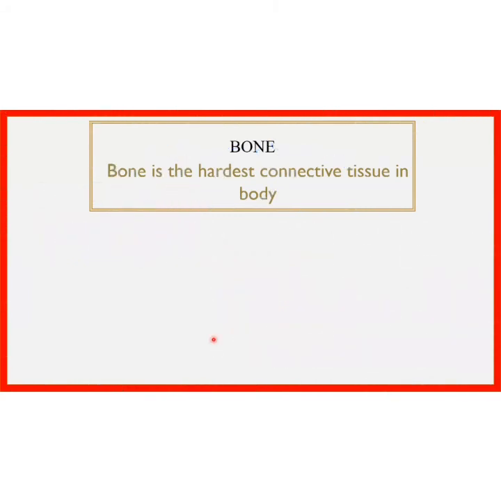Now we will discuss bone. Bone is the hardest connective tissue in the body. This is also a connective tissue. Cartilage is a connective tissue. Bone is also a connective tissue, but it is hard. Why is it hard? There is a reason why bones are hard.